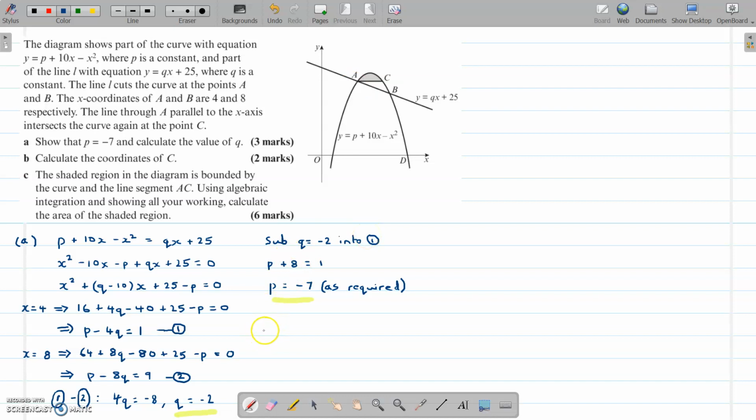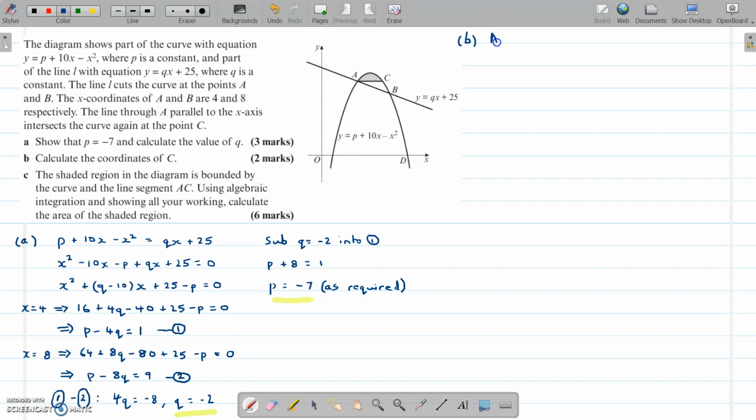So I'm going to put B here. In fact, I think I'll start question B up here. So for question B, this is at the point A.